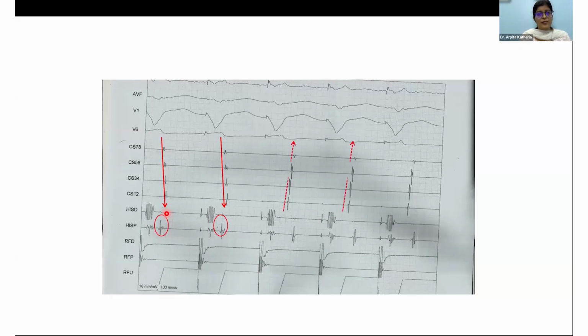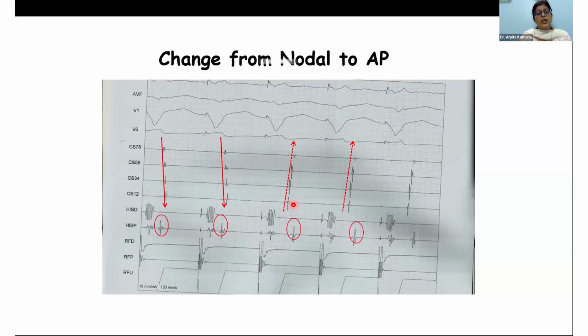This is central conduction. Now, in the third beat, what is happening is that his bundle A becomes late, and the conduction is now from CS 1-2 towards 7-8 and so on. So once we have overcome the refractoriness of the accessory pathway, now the conduction is through the left-sided accessory pathway. So there is change from nodal to accessory pathway conduction in this case.